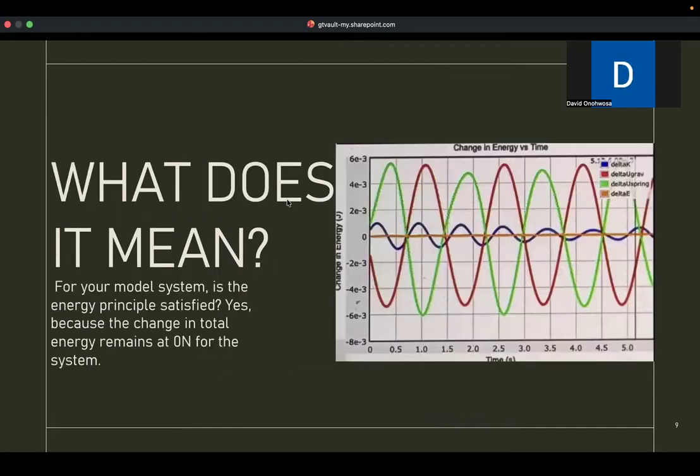What does it mean? For the model, is the energy principle satisfied? Yes, it was, because our change in total energy remained at zero for the entire time, which you can see here, it's the orange line.